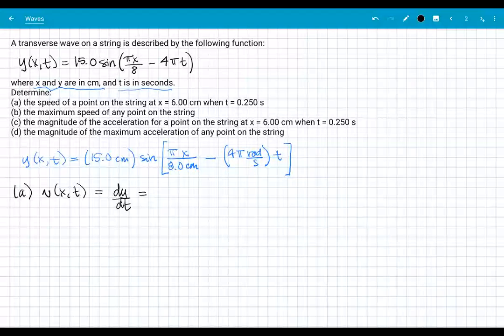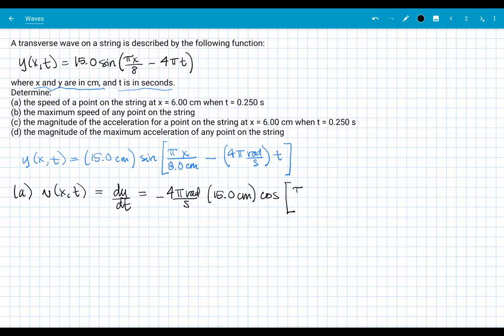What that will give us here is negative 4 pi radians per second times 15 centimeters times the cosine of pi x over 8 centimeters minus 4 pi radians per second times t. Okay, so that's my function for speed of a particle on the string.